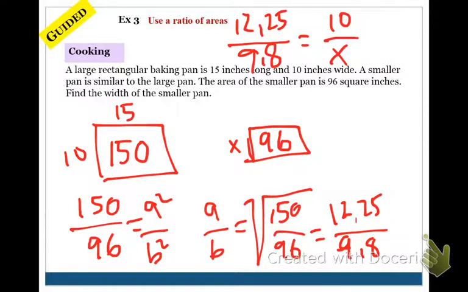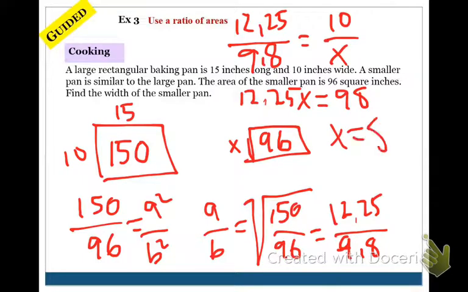I got the 10 from here. So this is the ratio of the side lengths. I take a known side length, 10, and put it here. This is the unknown, that's x. Then we cross multiply and solve. So that's going to be 12.25x equals 98. Divide by 12.25. How many times does 12.25 go into 98? 8? X equals 8. So the smaller width is 8.